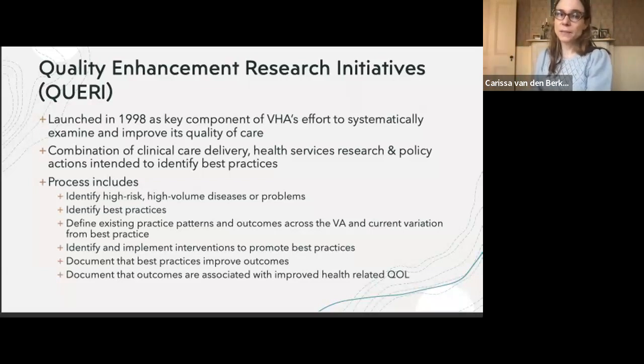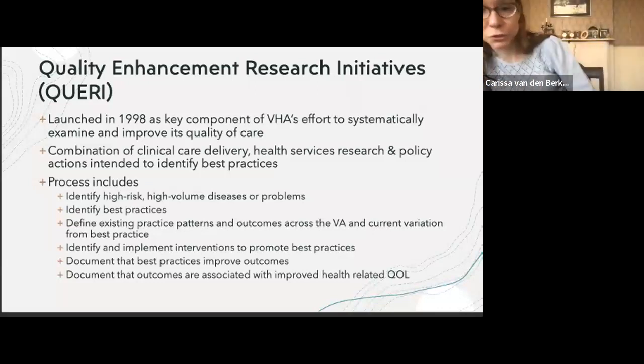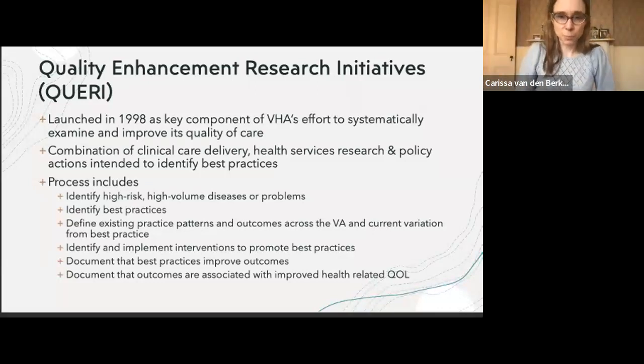It basically combines the evaluation of clinical care delivery, health services research, and policy actions intended to identify best practices. This is partially because the VA is a government agency, so a lot of times they're responding to specific policies. And so they're doing a lot of what we would consider to be policy implementation research too.